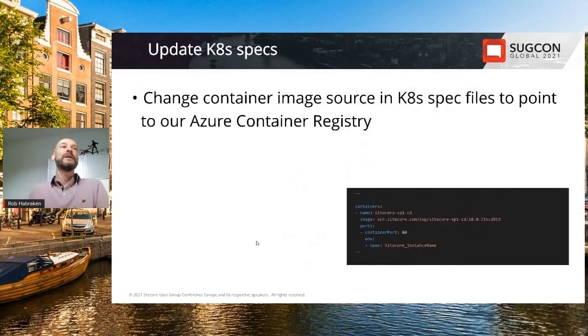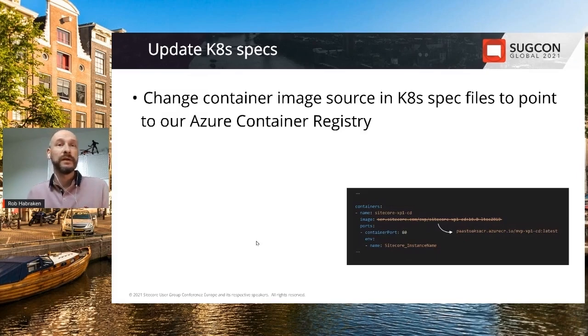And then lastly, we need to change the source in the Kubernetes spec files to point to our Azure Container Registry. Because if you look at the Kubernetes spec files provided by Sitecore, you will obviously find the base image in each container, which deploys your vanilla solution. And now we are going to replace that with the link to our ACR and our image. In this example, I used just the latest version or the latest image.